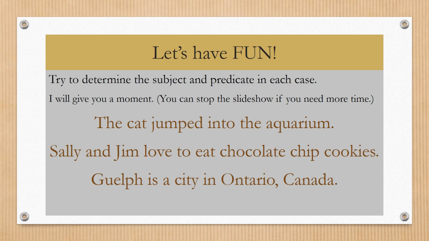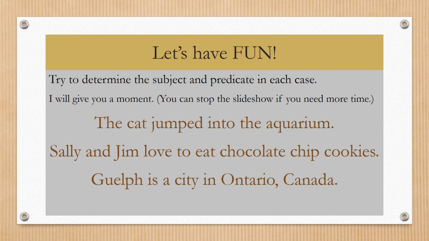Now let's have a look at the sentences together. The first, the cat jumped into the aquarium. So the subject of this sentence is the cat. This is the who or the what is doing something in the sentence. Jumped into the aquarium is the predicate because that is what the subject did. In the second case, we have Sally and Jim love to eat chocolate chip cookies. Our subject here is Sally and Jim, a compound subject. And the predicate is love to eat chocolate chip cookies, because that's what the subject is doing.